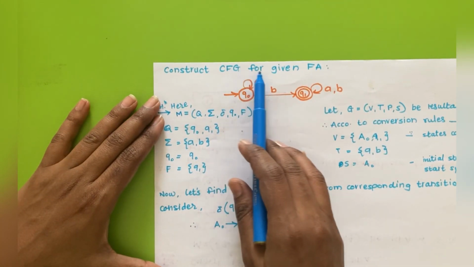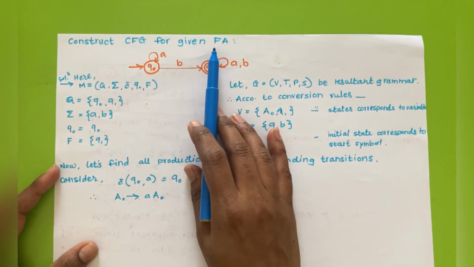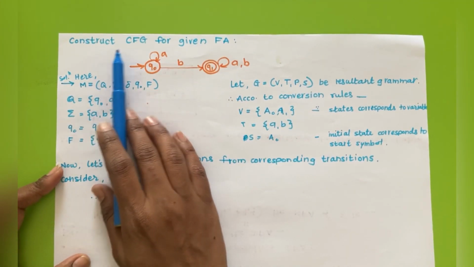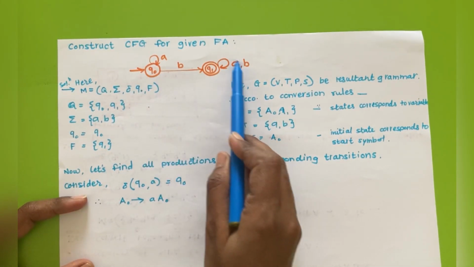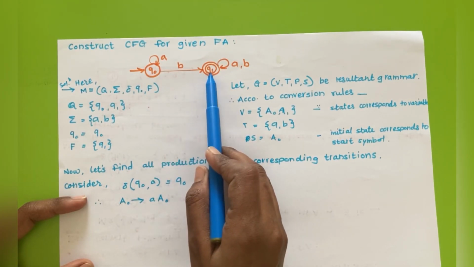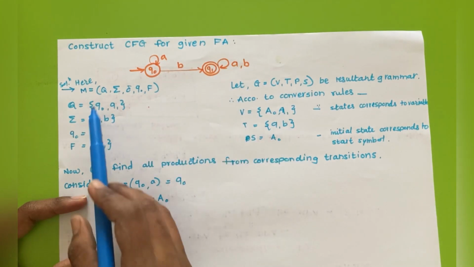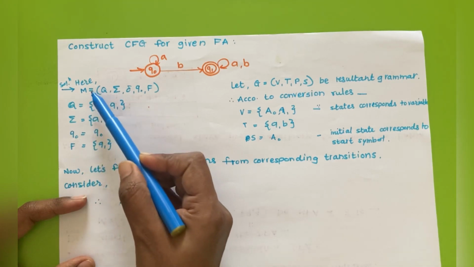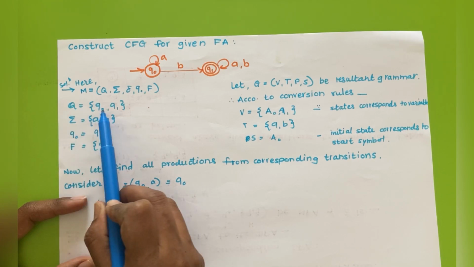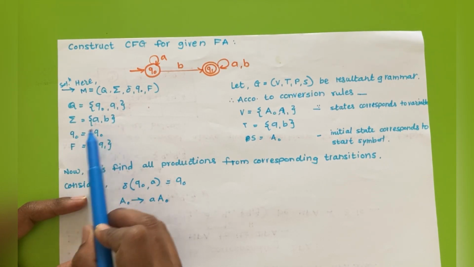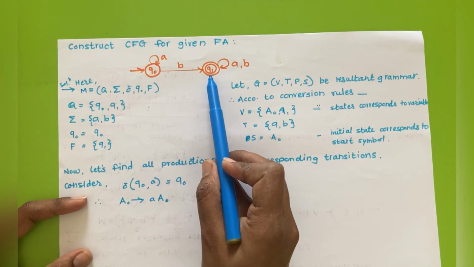Construction of CFG from given finite automata, or we can call it conversion of finite automata to CFG. Now this is the given finite automata. Q0 is the initial state, Q1 is the final state, and a and b are the alphabets. I have listed here all the tuples of the given finite automata, that is M. So capital Q will be Q0, Q1, sigma will be a, b, q0 is equal to Q0, and F is equal to Q1, because we have a single final state, that is Q1.